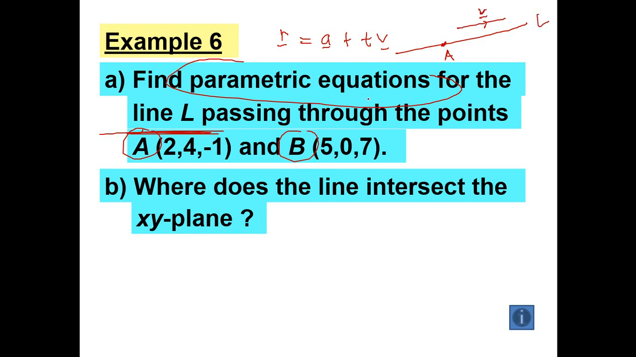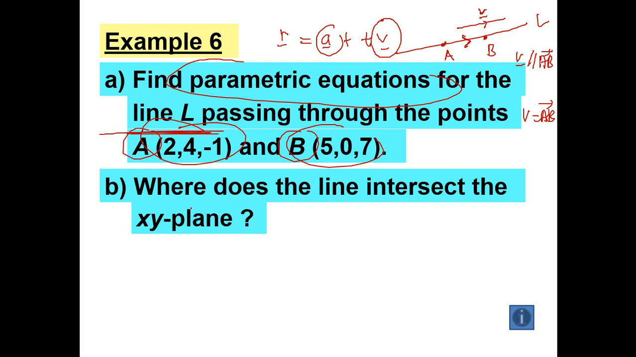Here V is not given, but points A and B lie on the line. You can see that vector V is parallel to vector AB, and we can say that V is equal to vector AB. So find vector AB and substitute here for V. For a, you can take coordinate A or coordinate B, changed to a position vector. And done. This is for part A.